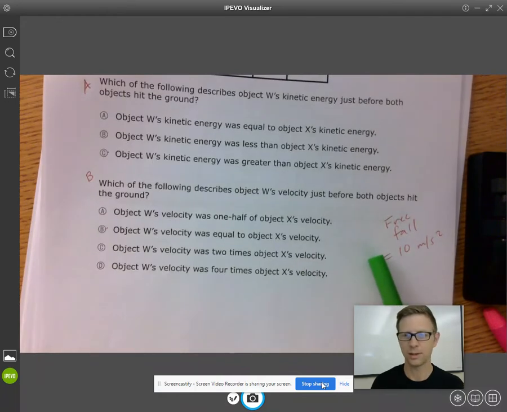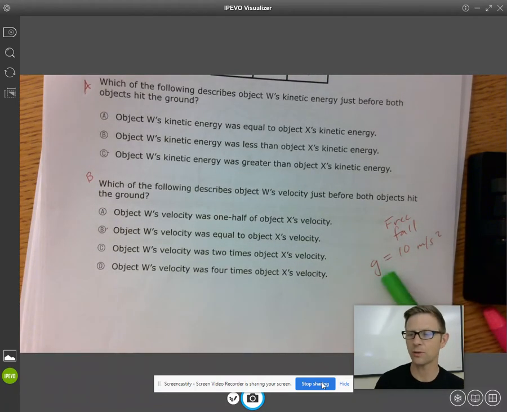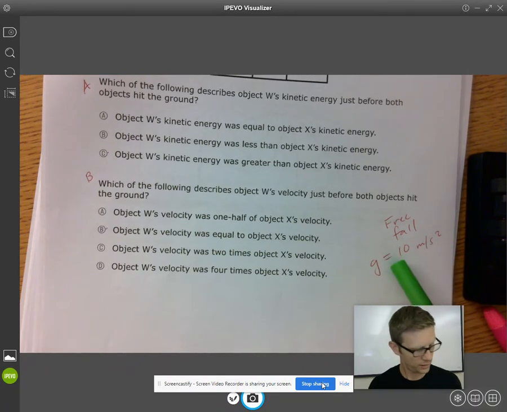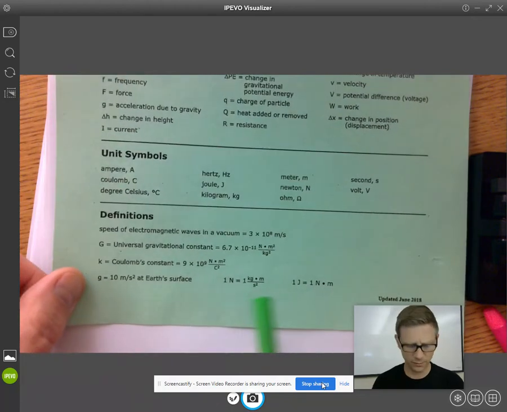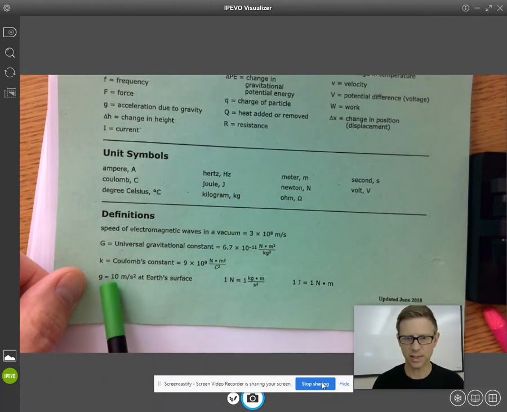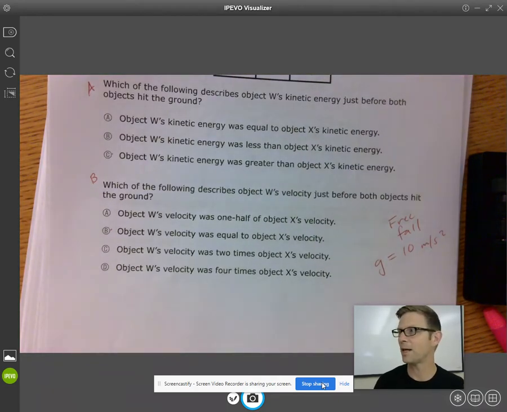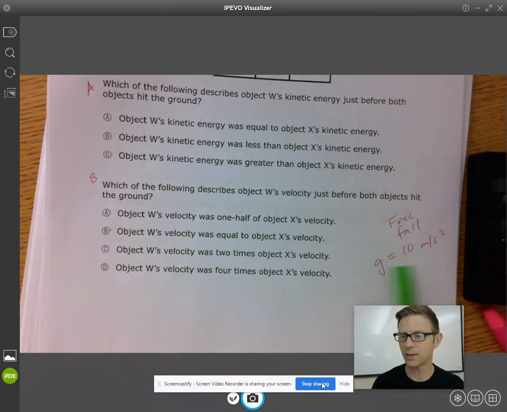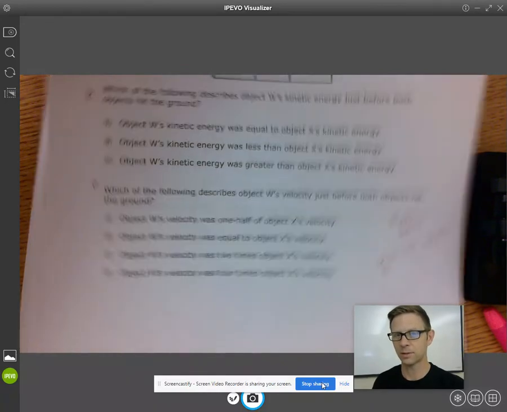Part B, they accelerate at the same rate, free fall. All objects fall toward Earth with this. That's on your equation sheet as well. Yours might look a little bit different from this, but they're going to tell you that the acceleration is 10 meters per second squared at Earth's surface. And everything that pretty much happens in our lives is at Earth's surface. So they are going to have the same velocity when they hit the ground because they went through the same distance.